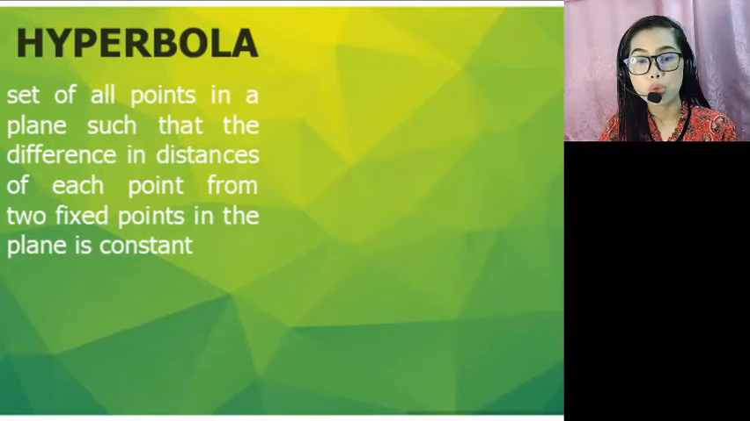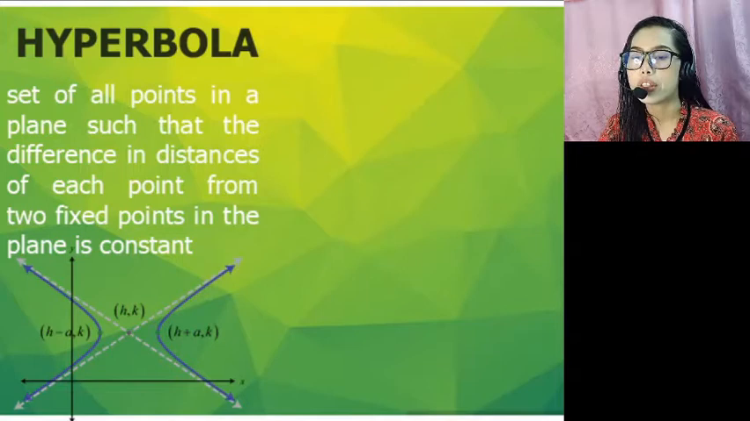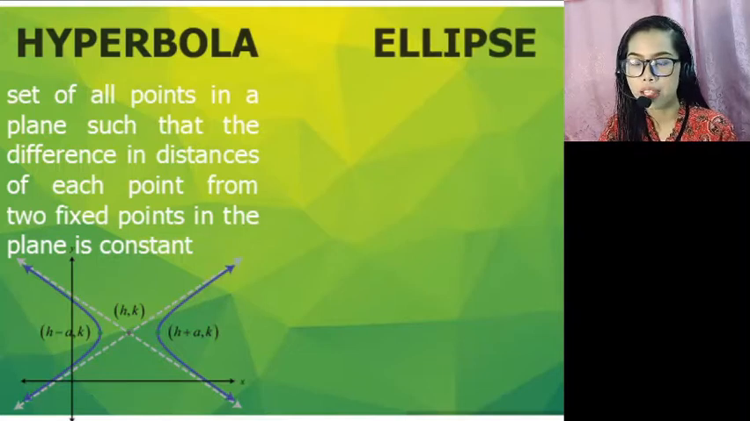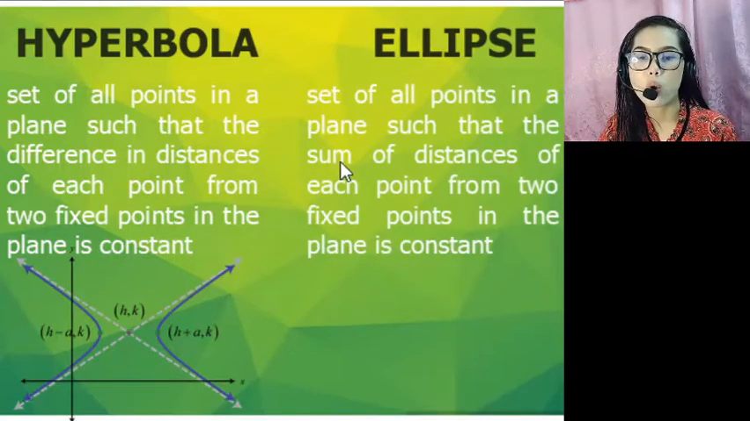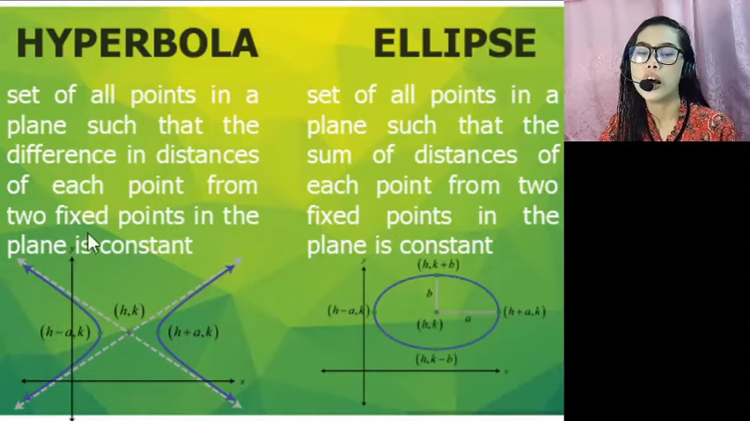Now, do you still remember? Is the definition familiar to you? Very good. The definition of a hyperbola is like that of an ellipse. However, the difference is that with the ellipse, you are talking about the sum of distances, while in a hyperbola, you are talking about the difference in distances.